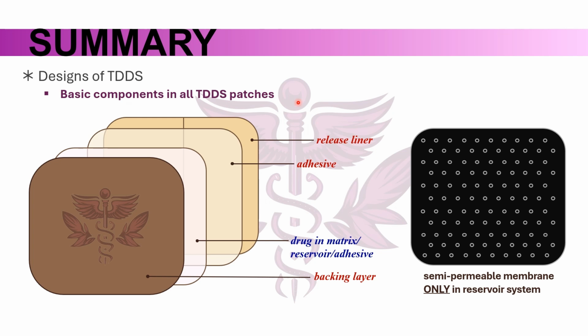To conclude this video, when we come to compare the different types of patches, we will realize that all patches contain 4 basic components: the backing layer, the layer which carries the drug, the adhesive, and the release liner. The main difference between the patches is where the drug is incorporated, whether it may be within the adhesive, in a polymer matrix, or in a liquid or gel reservoir. The semi-permeable membrane is only found in the reservoir system, which gives this system the advantage of delivering the drug in a controlled manner through the skin over an extended period of time. And that will be all for this video.